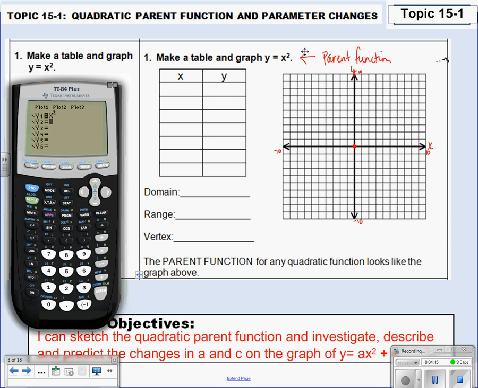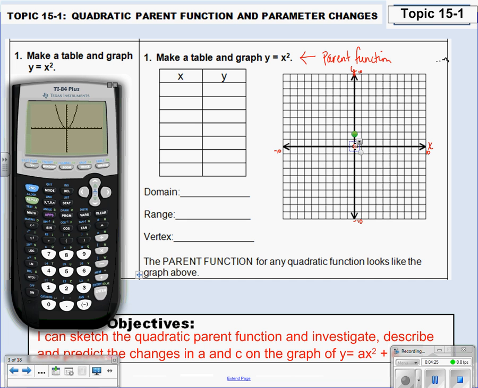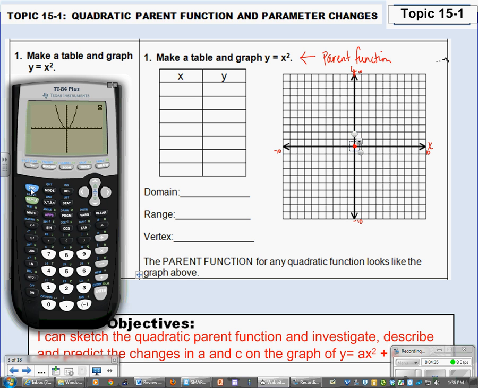So first, let's get a preview of what we're going to be graphing. As you see, it kind of looks like a U, and it's going through the 0, 0, or going through the origin. We want to make sure that we can graph both the left side and the right side. And so let's go and look at the table. So we'll hit second and then graph.